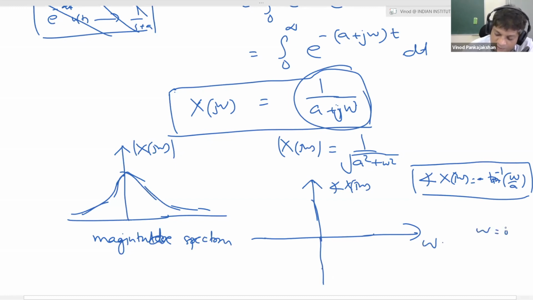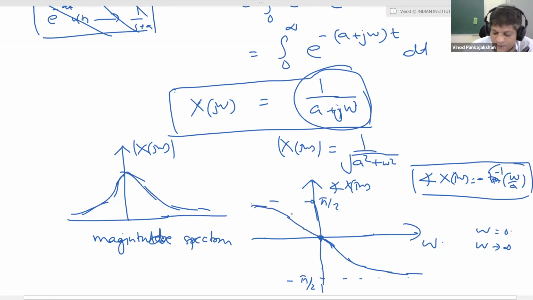What is the value at ω equal to 0? Is it 0? And what happens when ω tends to infinity? This function tends to what? Pi by 2. And there is a minus sign here, so it is something like this. This is minus pi by 2. For the negative values of ω, as ω tends to minus infinity, it is pi by 2. And as ω tends to infinity, it is minus pi by 2. That minus is because of this minus.